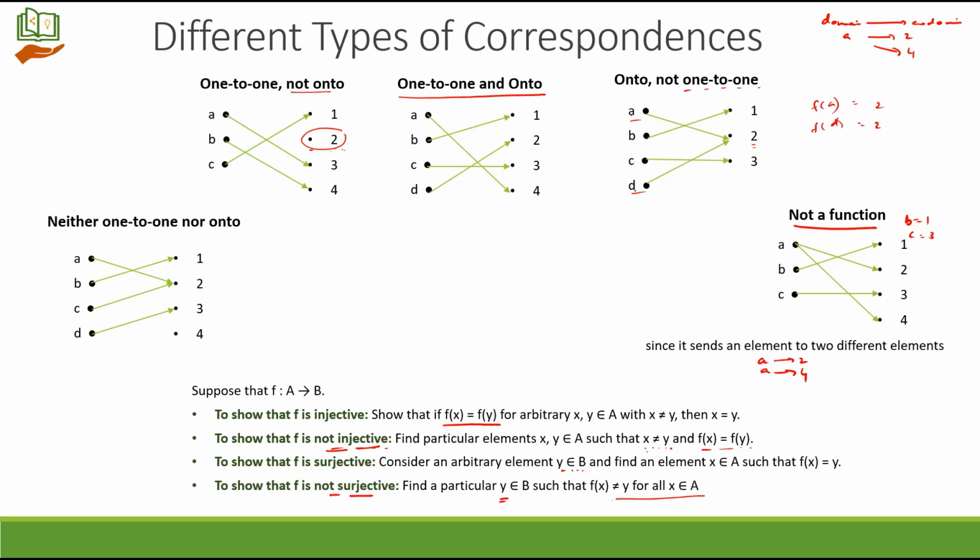So on seeing a particular mapping, you have to check whether it's a function. If it's a function, then check whether it is onto or one-to-one. Sometimes it can satisfy both, sometimes it will not satisfy both.